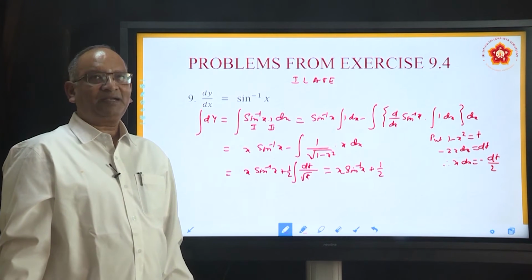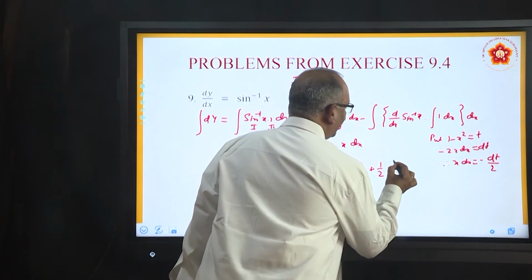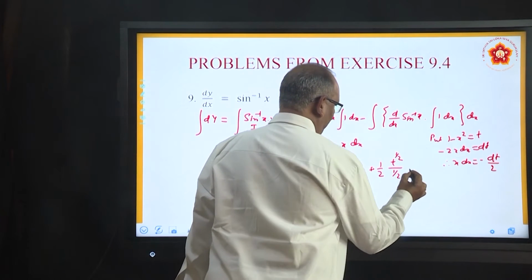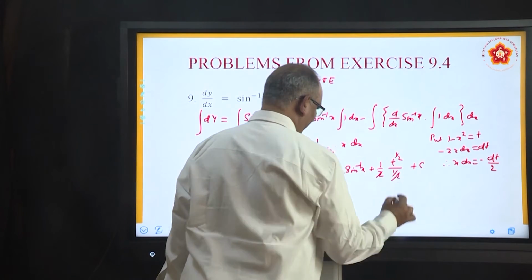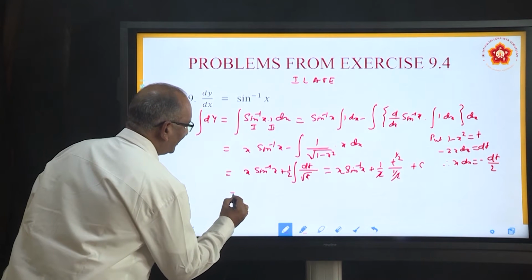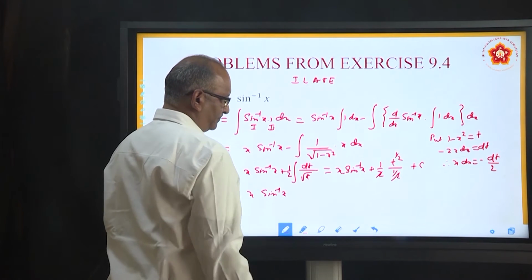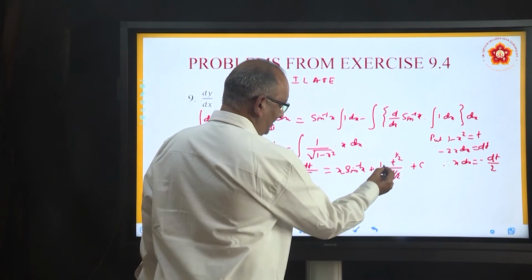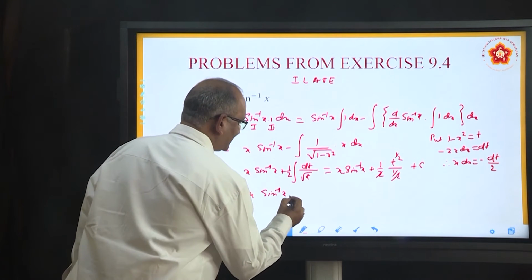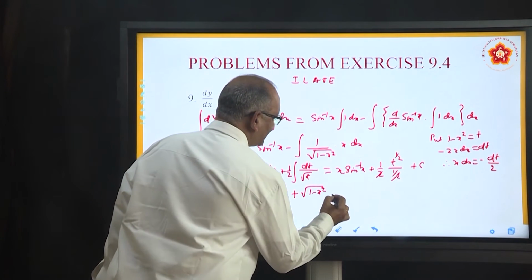1 by root t can be written as t to the power minus half. And what is integral of t to the power minus half? T to the power half by half plus c. These two will get cancelled. So, what is it that we are getting as answer? We are getting x sin inverse x. This all gets cancelled. T to the power half. What is t? 1 minus x square. So, it is plus under root of 1 minus x square plus c.